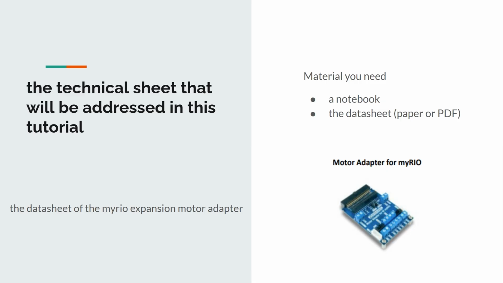The datasheet that will be addressed in this tutorial is an example for my method to find information in the datasheets. The material you need for my method is a notebook and the datasheet. A pencil is very obvious if you take a notebook. And the datasheet I use, for example, is the model adapter for MyRIO.